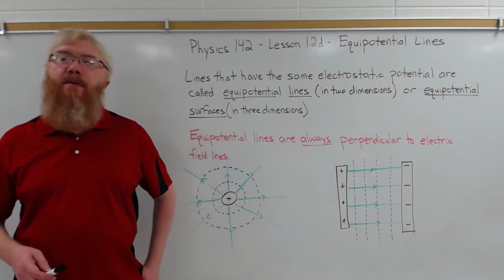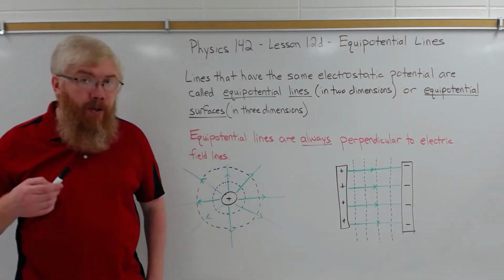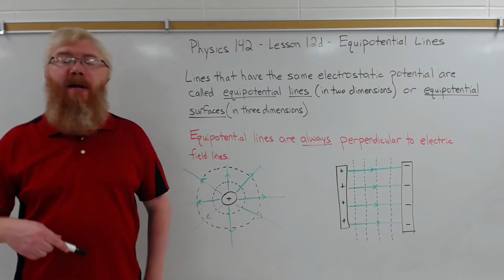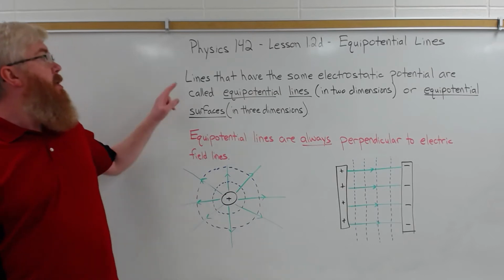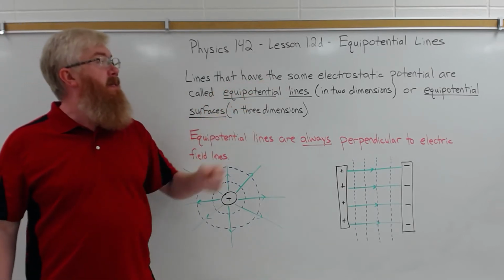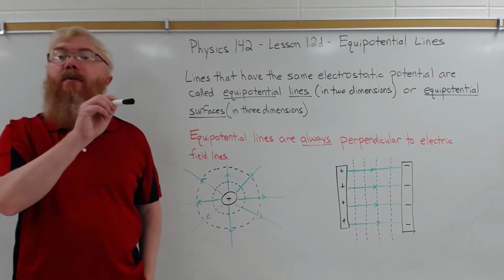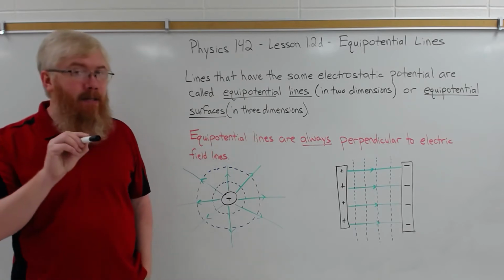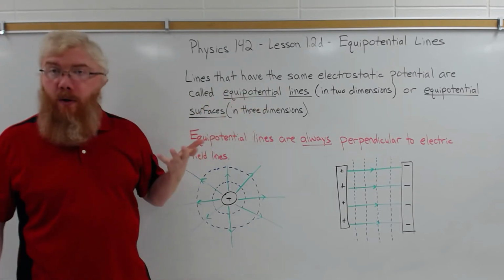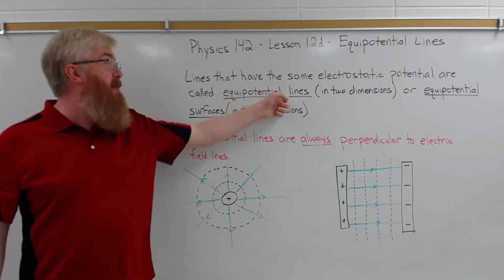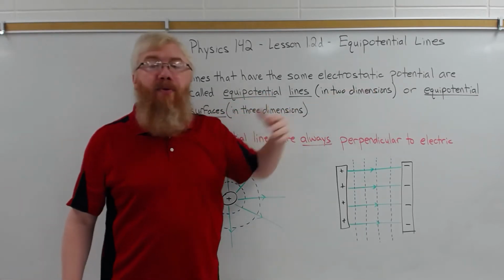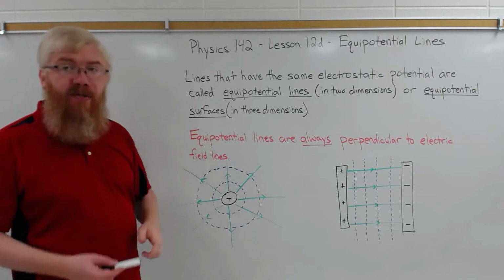So we talked about electric potentials, and now we're going to extend this to talking about equipotential lines. A line in space that crosses the same electrostatic potential, where the electrostatic potential is constant, is called an equipotential line. Equi meaning equal, potentials, lines of equal potential, basically. In 3 dimensions, they're called equipotential surfaces.